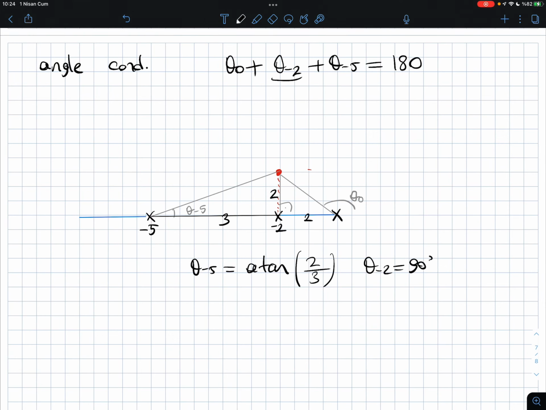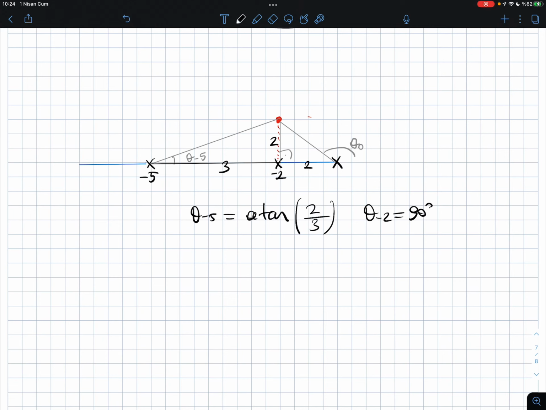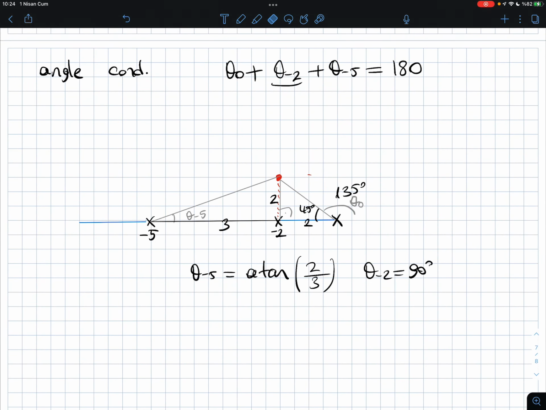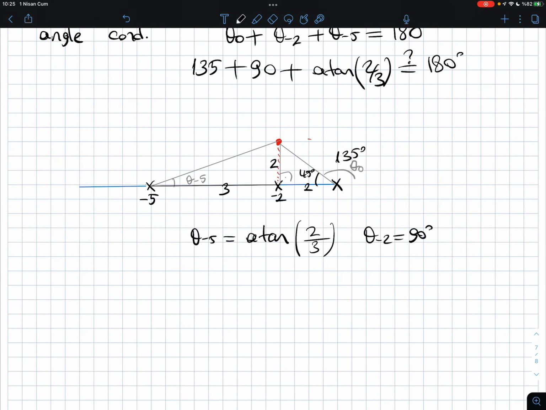We have the 90 degrees angle in this case. And again, we need to look for this angle here. But since this is a simple one, this is 45 degrees, because 2 divided by 2 equals 1. This would be 135 degrees. So if we plug these into the angle condition, we can see that here theta 0 was 135 degrees plus 90 degrees plus a tan 2 divided by 3. Is this equal to 180 degrees? Because it should be. Now, if we look up the exact values, we see that this is 33.69 degrees.